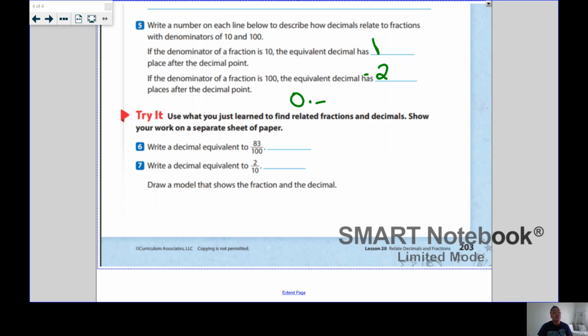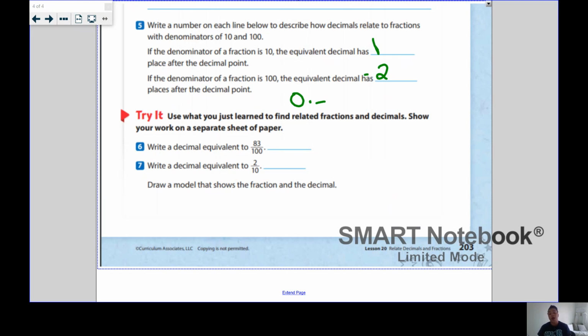All right. So again, if you have questions, write them down so that way I can see them in the peer deck. Write them on a piece of paper so you remember to ask me tomorrow when we are going over this. Now we're going to do try it. Use what you just learned to find related fractions and decimals. Show your work on a separate sheet of paper. If you guys are working on a separate piece of paper, that is fine. If you're working in the peer deck, I want to see your work.